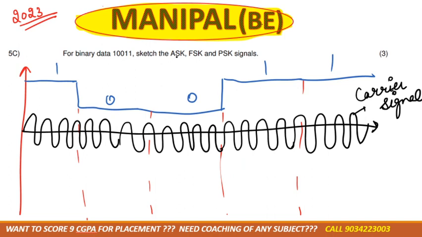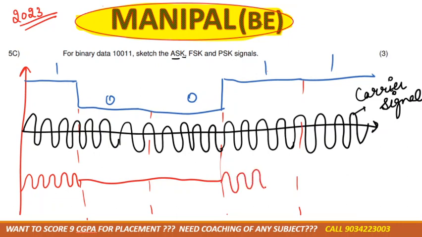Now you need to draw the ASK. ASK stands for amplitude shift keying, correct? So for ASK, wherever you got 1, that means it is normal. This is ASK, and wherever you got 0, the output is also okay. Then again you got 1, then it is similar to the carrier. Understood? This is the waveform for ASK.